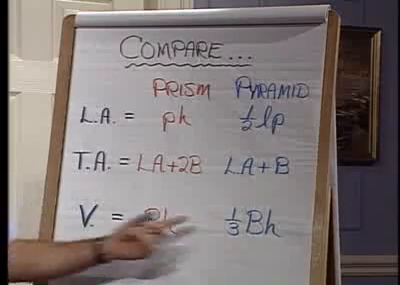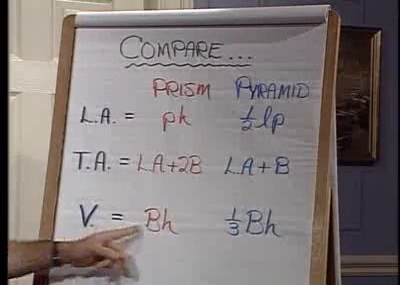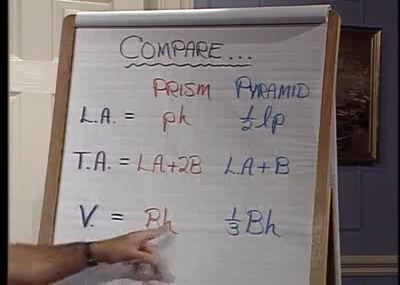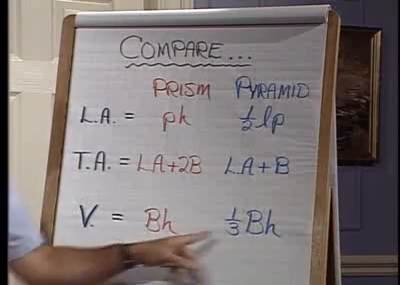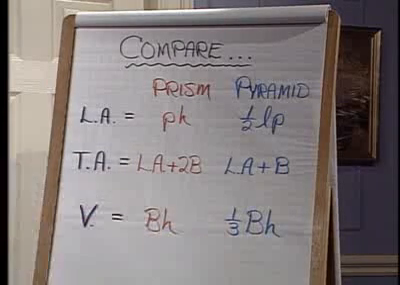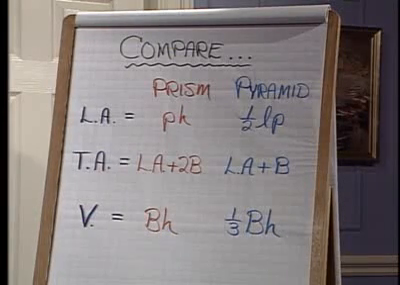Here is the main comparison we were just trying to emphasize. How does the volume of a prism compare to the volume of a pyramid? Assuming they have the same bases in area and the same heights in measure, the pyramid would be 1/3 that of a prism. Okay?